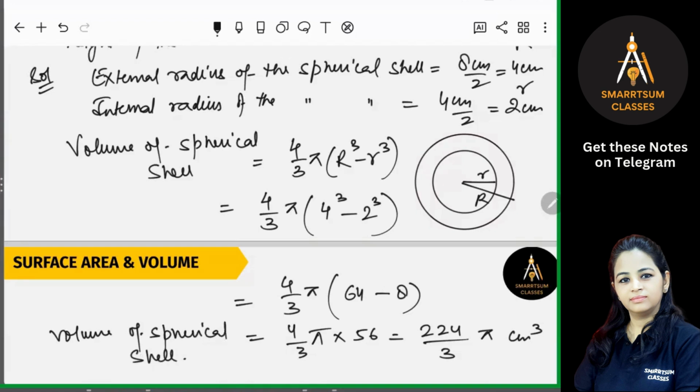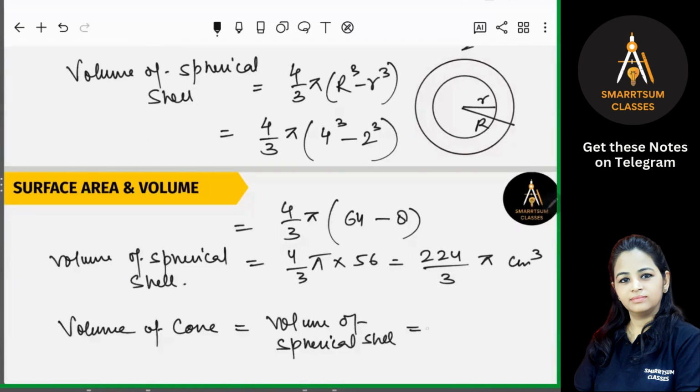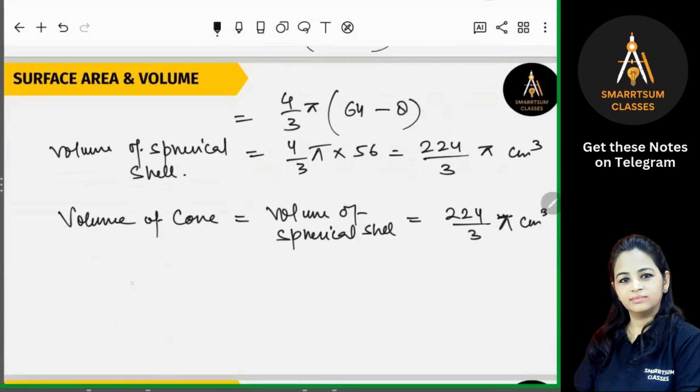Now this spherical shell is melted and a new solid is formed, that is the cone. But for that cone also, volume will remain same. So volume of cone is equal to volume of spherical shell because same material is melted to form the cone. Therefore, its volume of cone will also be 224 by 3 pi centimeter cube. So write down 224 by 3 pi centimeter cube.